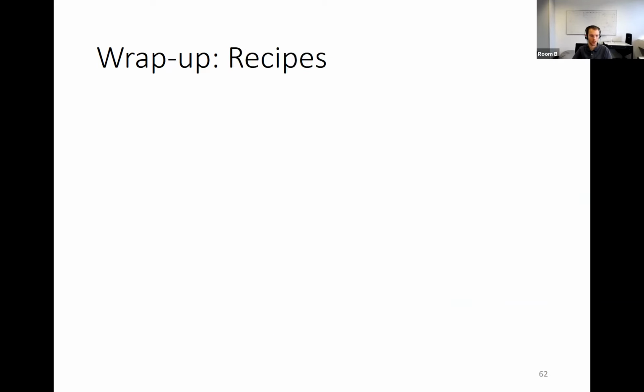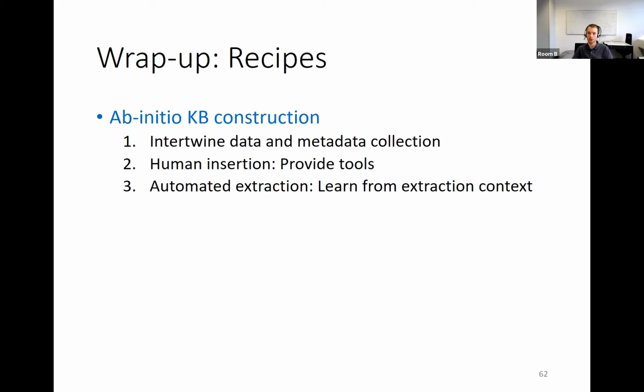So we want to give you a recipe for how to do recall assessment for a resource of your interest. We can distinguish two cases. In the ab initio KB construction, so you're building a new knowledge base, our suggestion would be that you intertwine the data and metadata collection. So as you collect the data for a knowledge base, you also collect how complete the data is. If humans insert the data, then that means tool support, so that they not only write the statements, but also write, okay, now I inserted all the Nobel Prizes, or now I inserted all the academic degrees for Einstein.